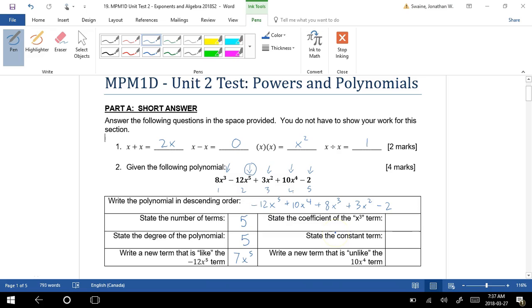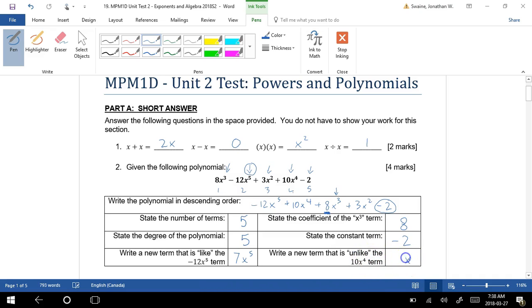The coefficient of the x3 term is right here. That's the coefficient. So this is the x to the power 3 right here, and so the coefficient is 8. The constant term is, a lot of people put 2, but you have to be careful. You got to take the whole thing. It's negative 2.